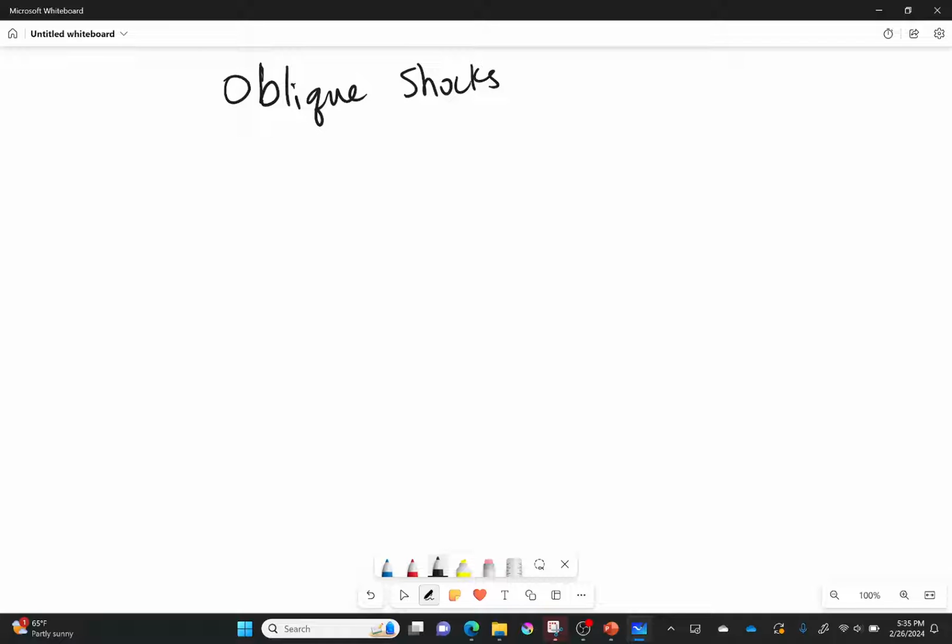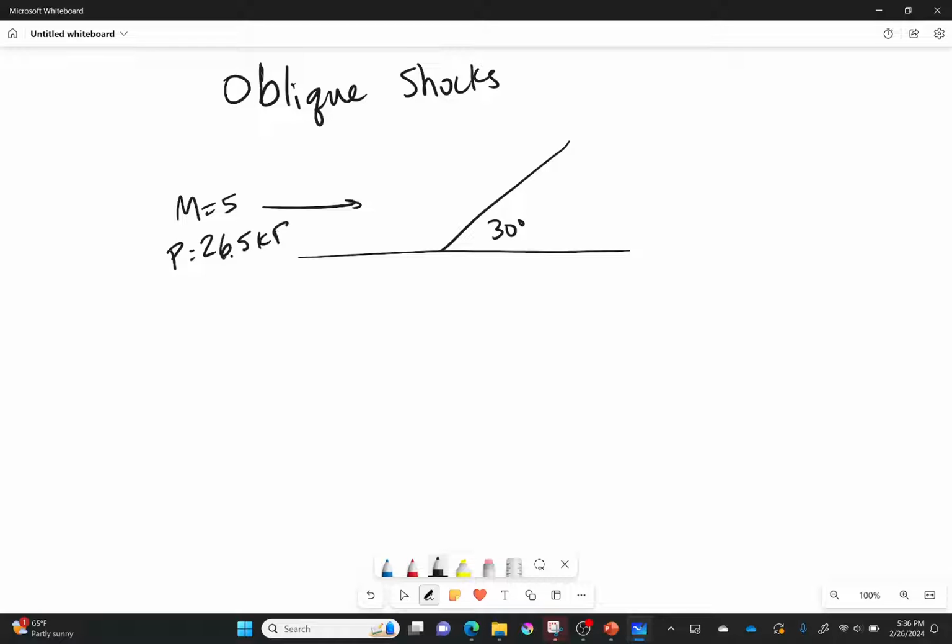Now in this case, I'm going to have an oblique shock with a wave angle of 30 degrees, and it's in a Mach 5 flow. What do we know? Well, we know the upstream pressure is equal to 26.5 kilopascals, and the upstream temperature is equal to 223.3 Kelvin. Can we solve it? I hope so. We're going to find out.